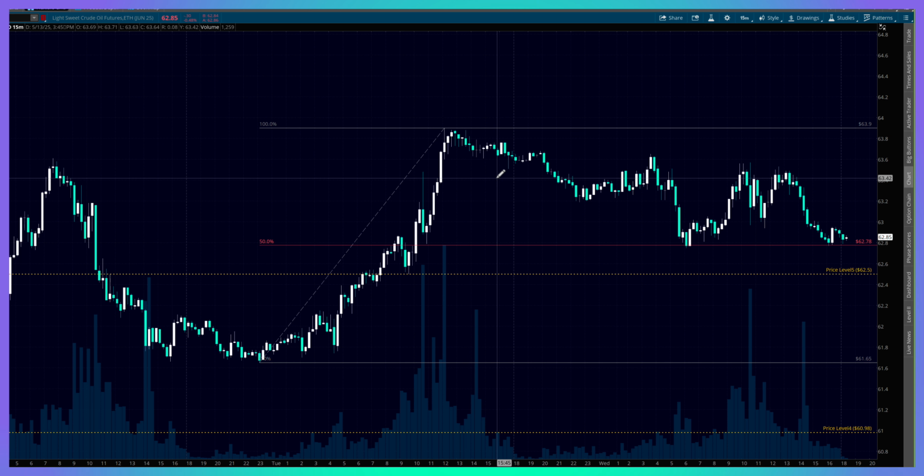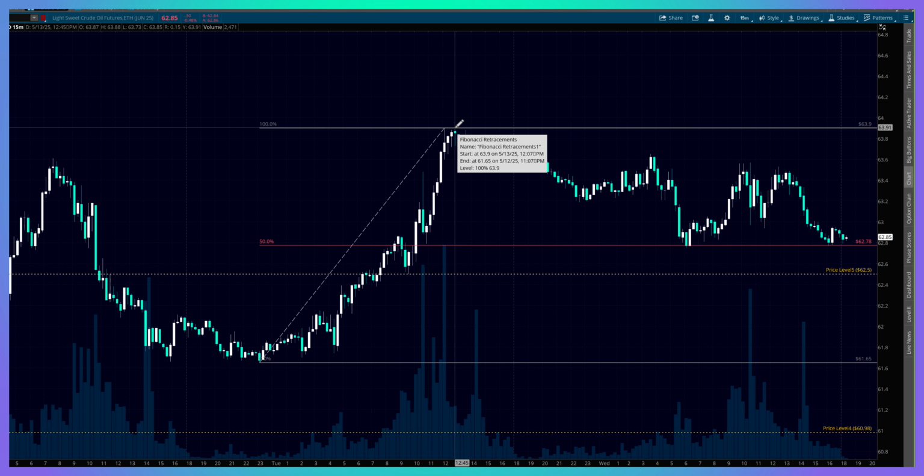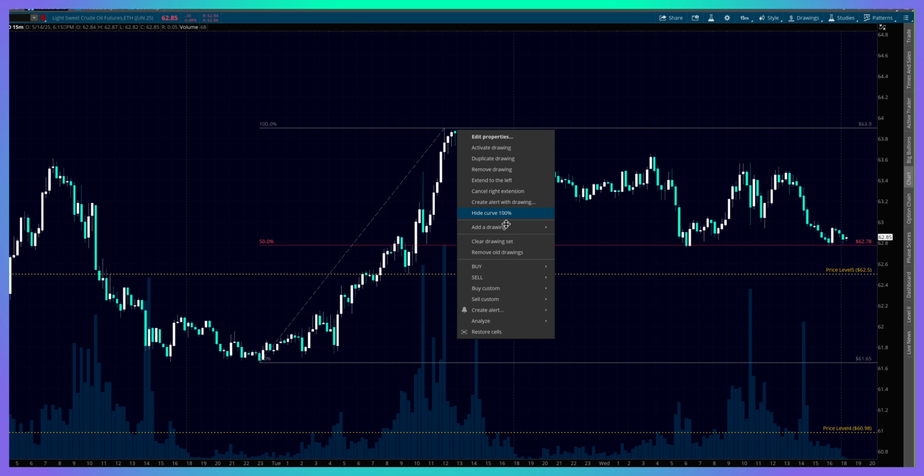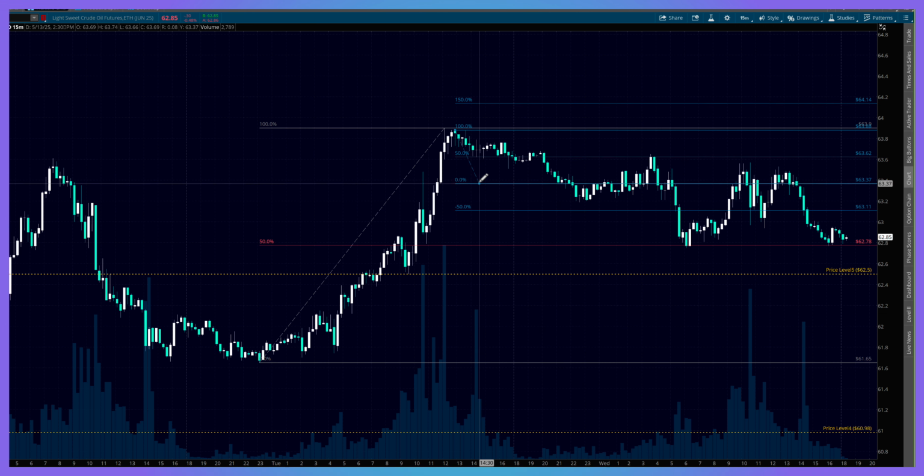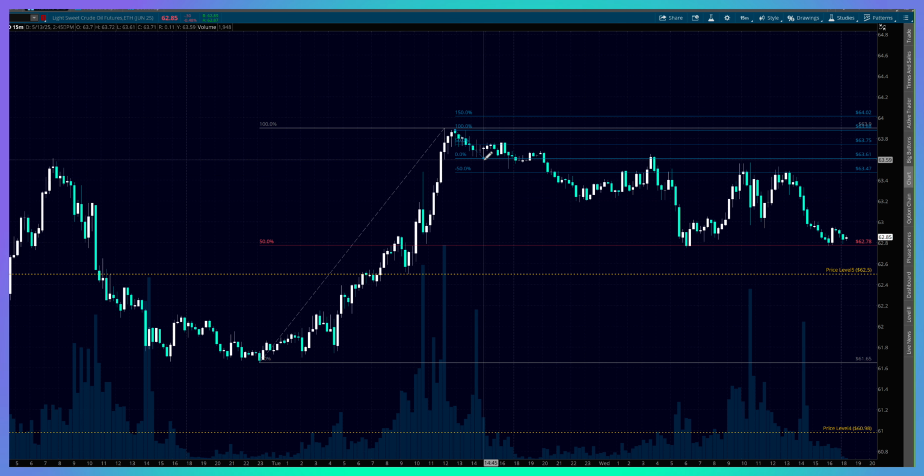Here's my high. I found support here, and it started running up. That's a market structure event on a very tight time frame. Now you go, ooh, there's my 50%. I know I need to fail it. If I fail it, I'm going to keep my eye on that. I'm going to stay short. I'm going to watch for the next market structure break.